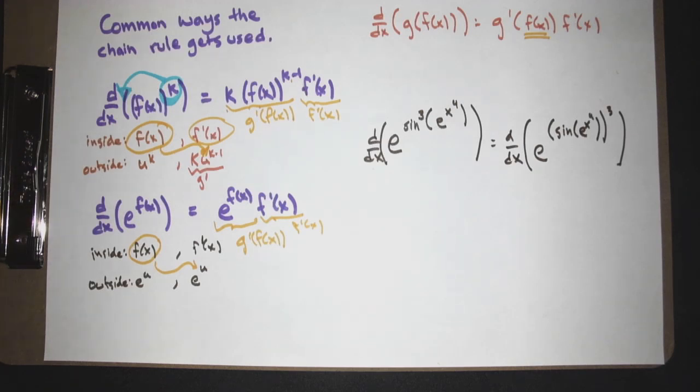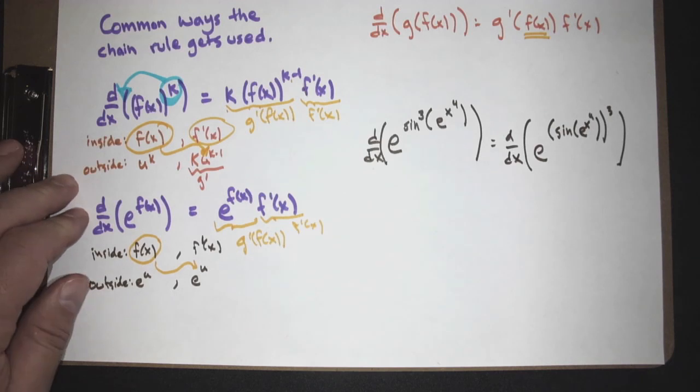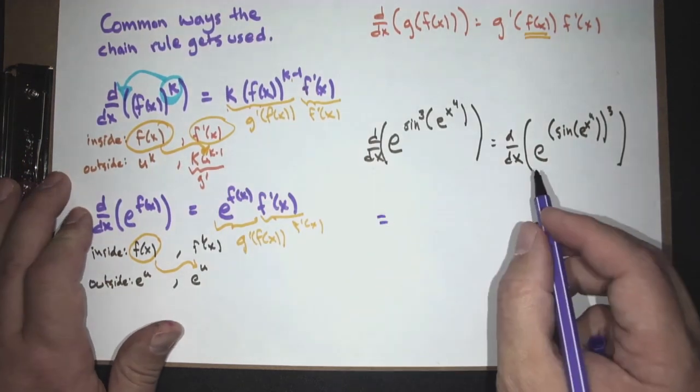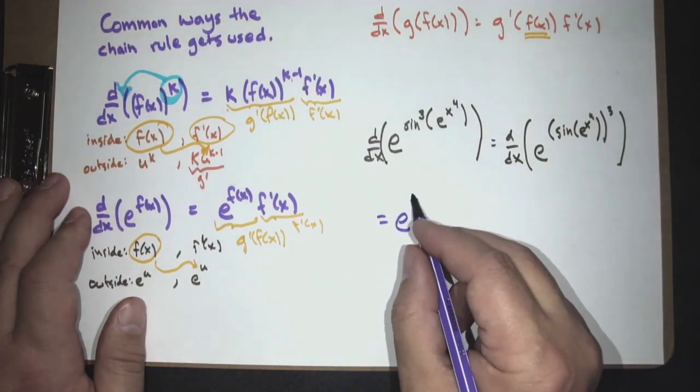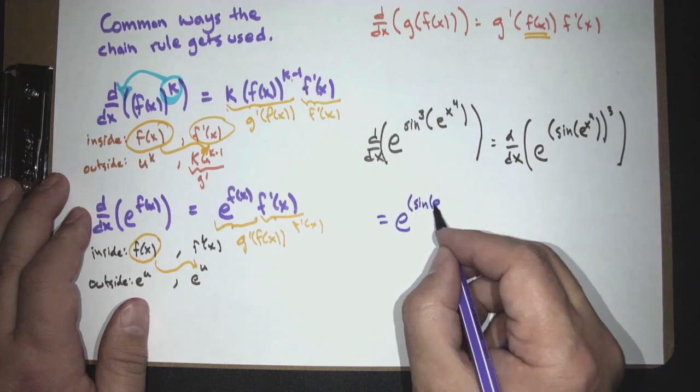Okay. Well, we begin. So, our outermost layer is what? Yeah, it's e to something. So when we're taking this derivative, if it's e to something, we start by writing down e to that same thing.